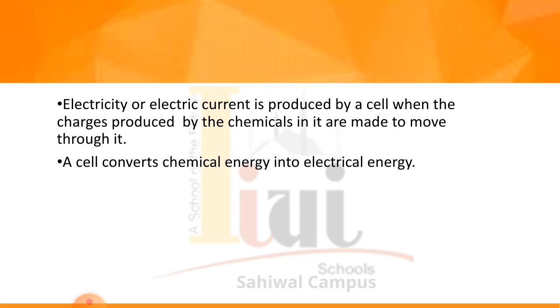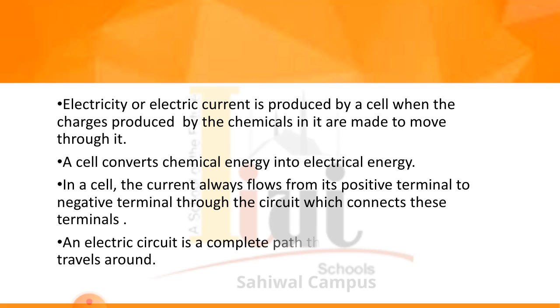In a cell, the current always flows from its positive terminal to its negative terminal. Whenever we think about an electric cell, we have to know that the flow of current will always be from the positive terminal, the metallic cap, toward the metallic base, that is the negative terminal of a cell or any other battery. So an electric circuit is basically a complete path that an electric current travels around.